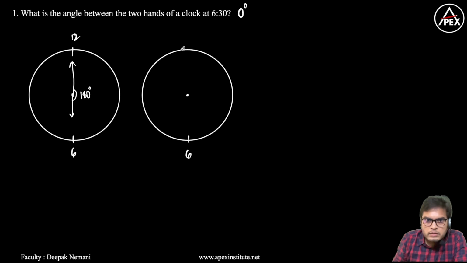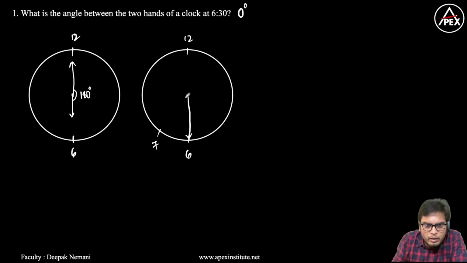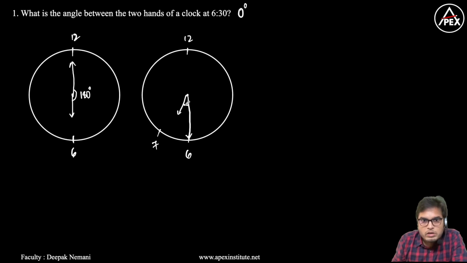So let this be 6:30. The minute hand will be exactly coinciding with 6, whereas the hour hand would have moved by some distance. If this is 7, the hour hand will be between 6 and 7. Now this is definitely not 0, and we are asked to find this angle.